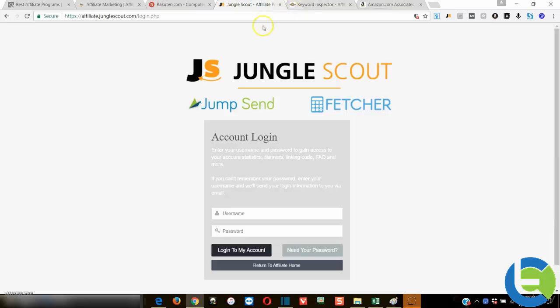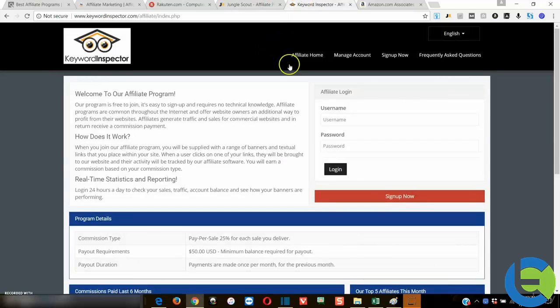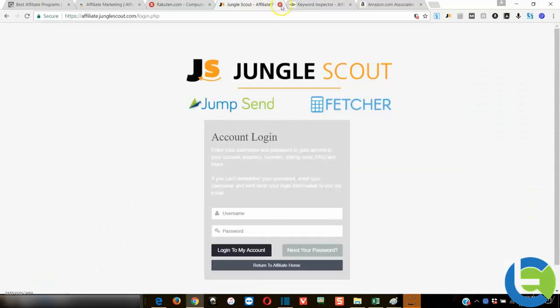I market these because I believe in them. I actually use them myself. Jungle Scout, you can't identify a product on Amazon for private labeling without a great product identifying service. And this is the best one out there, in my opinion. And Keyword Inspector obviously is phenomenal too.